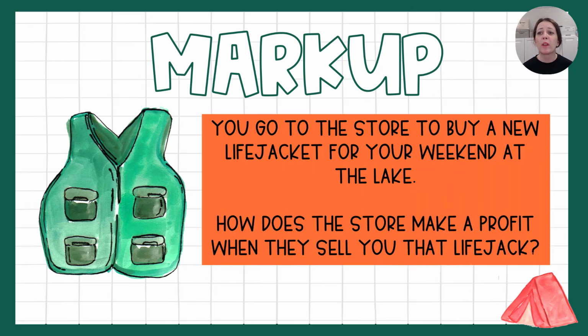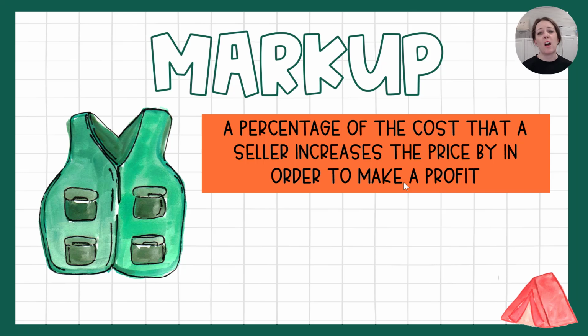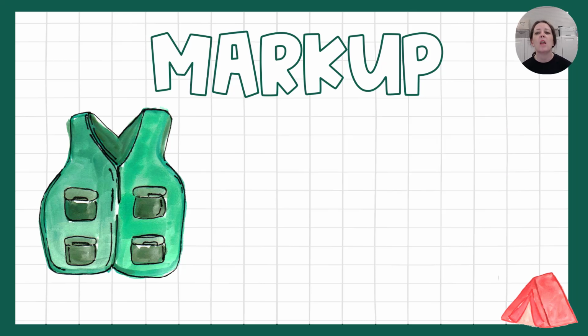Let's say we're going to the store. We're going to buy this new life jacket for our weekend at the lake that we have coming up. How does the store make a profit when they sell us this life jacket? How do they make money? Well, in order for them to make money, they have to charge you more than what they paid for it. They have to mark up their cost, sell it to you for more, and then that allows them to make a profit or to make money off of it. Markups are a percentage of the cost that a seller increases the price by in order to make profit.